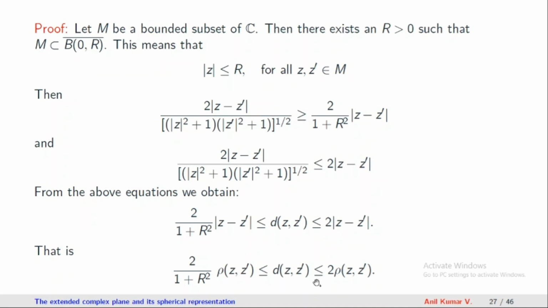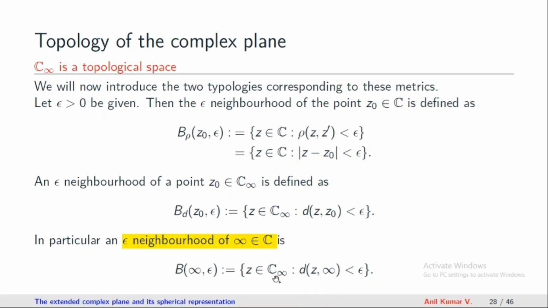Since rho and d are equivalent, the topology generated by rho is same as the topology generated by d. We have already proved that C infinity is a metric space, but every metric induces a topology. In that topology, open sets are union of open balls. So first define the open balls in C and C infinity. So let z0 be a point in C.